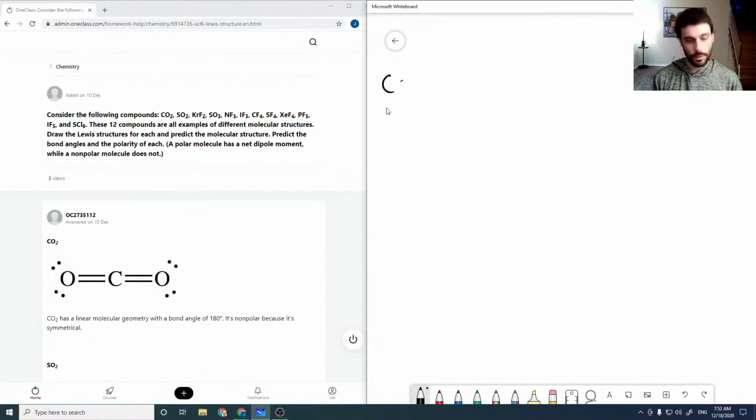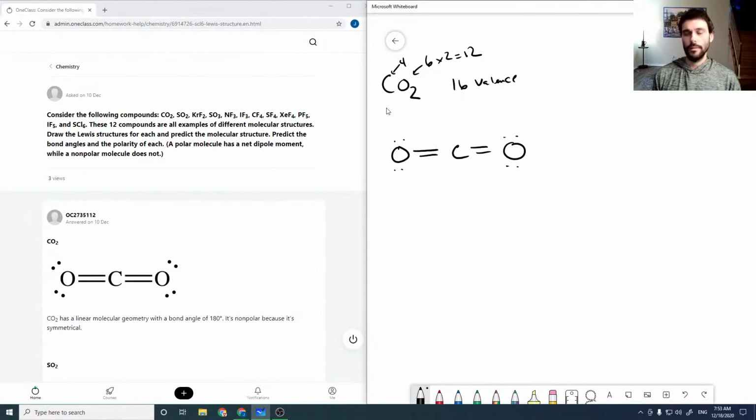Okay, so for CO2, we get 4 from carbon, so counting out valence, 6 times 2 equals 12 from oxygen, so 16 valence electrons. So this is going to be our typical oxygen with a double bond to carbon, and each of the oxygens gets a full octet. If we count, we have 2, 4, 6, 8, 10, 12, 14, 16 valence electrons, so that looks good.